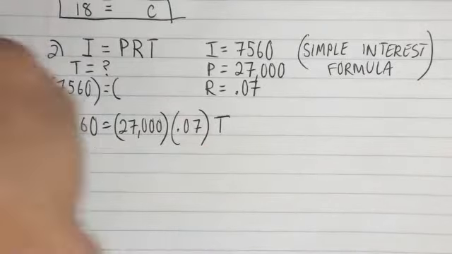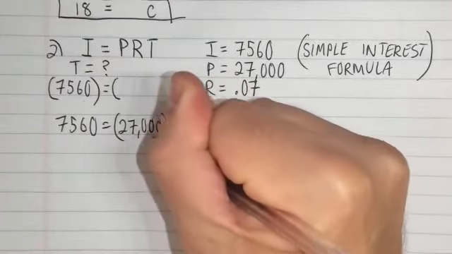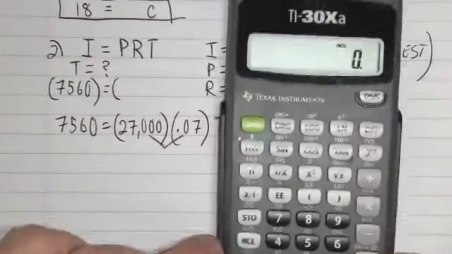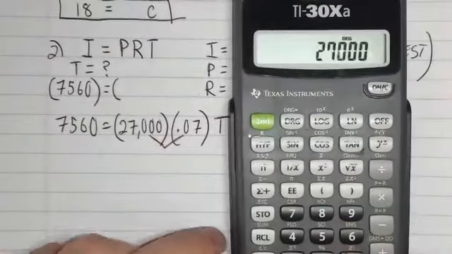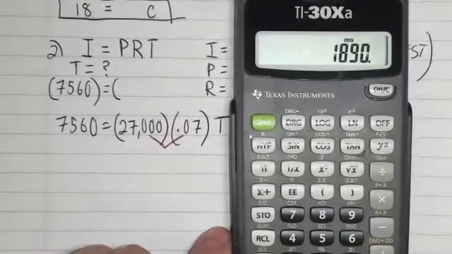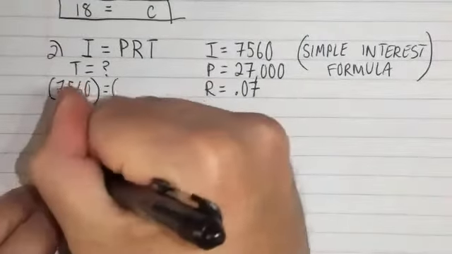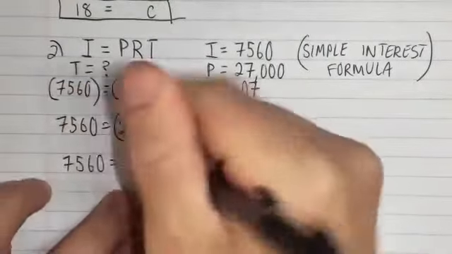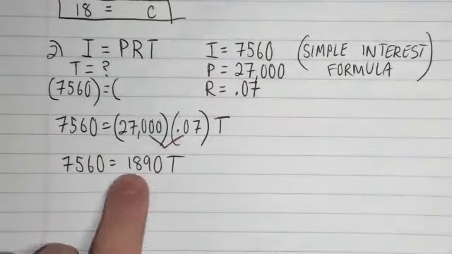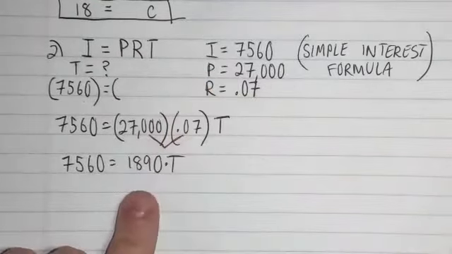The first thing we have to do is multiply these two values together. Those are a little bigger, so I'm not going to do that the long way. I'm going to grab my calculator. I'm going to go 27,000 times 0.07, and I'm going to get 1890. So we know 7,560 equals 1890 T. Again, all that's being multiplied. We know this is times T.